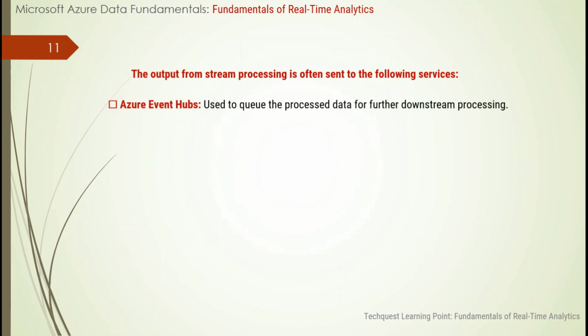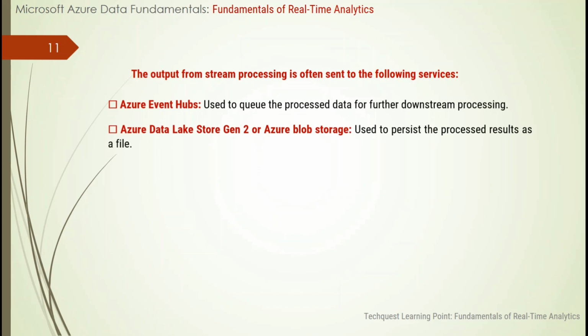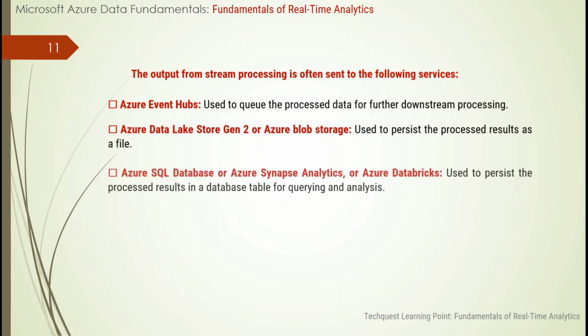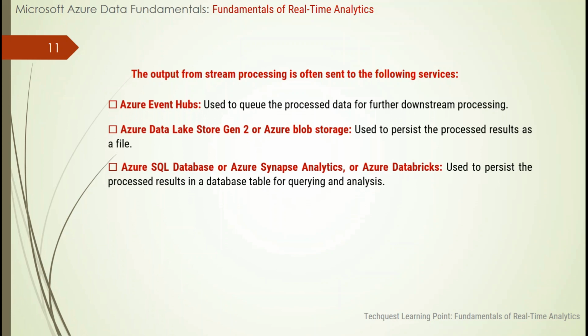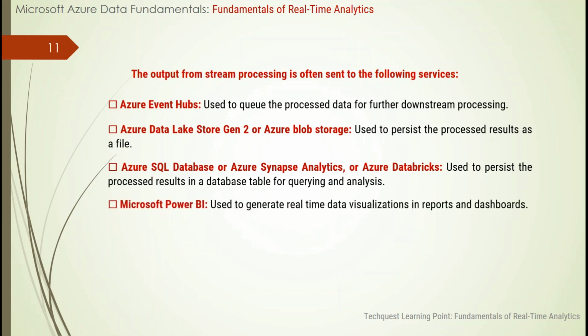Azure Event Hubs, used to queue the processed data for further downstream processing. Azure Data Lake Store Gen 2 or Azure Blob Storage, used to persist the processed results as a file. Azure SQL Database, Azure Synapse Analytics, or Azure Databricks, used to persist the processed results in a database table for querying and analysis. Microsoft Power BI, used to generate real-time data visualizations in reports and dashboards.